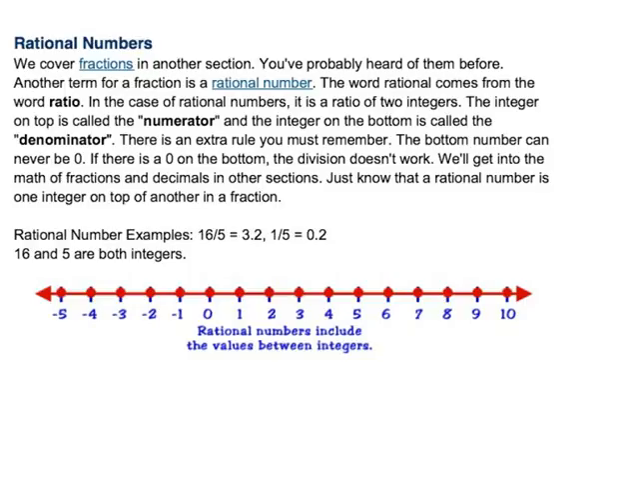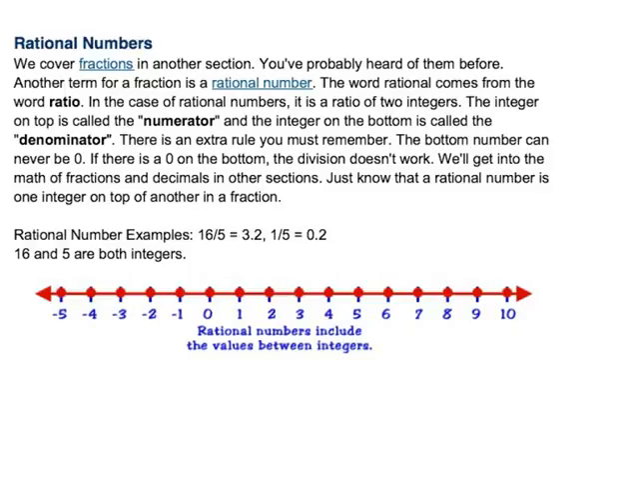Rational numbers. Those are difficult to understand. You probably heard of these before. Another term for a fraction is a rational number. The word rational comes from the word ratio. In the case of rational numbers, it is a ratio of two integers. The integer on top is called the numerator, and the integer on the bottom is called the denominator.